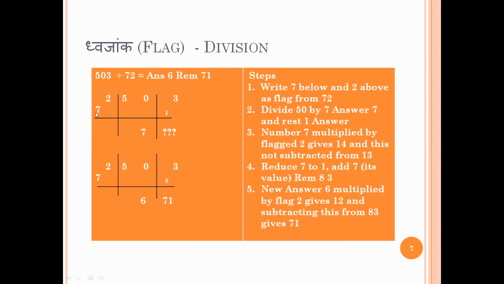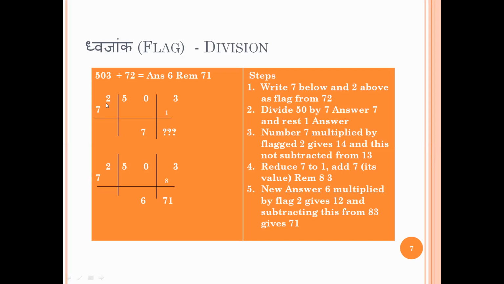50 divided by 7, answer is 7, remainder is 1. 7 sevens are 49. So answer is 7, remainder is 1. I write the remainder on the top. Now the next digit is 13, and we need to reduce that 13 by 7 into 2.